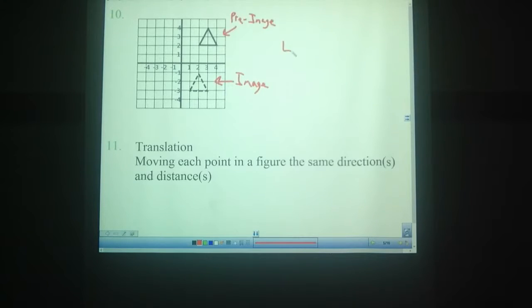Okay, so you might have said translated to the left by one. That's a direction and distance. Each point moves to the left by one. If you notice, these points down here are all one left of the points up here. Oh, let's name these points: A, B, C. We call these new ones A with a little apostrophe, B with a little apostrophe, and C with a little apostrophe.